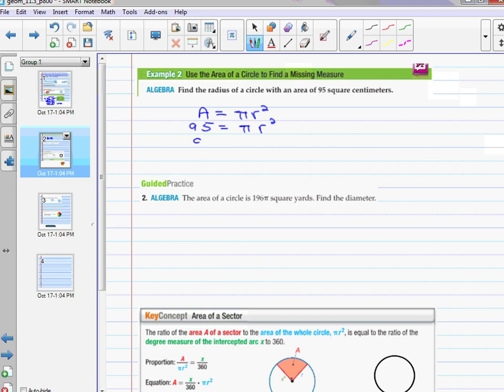Divide by pi. Now I'm not going to go to a calculator yet. I'm just going to leave it there. Then what am I going to do? Square root. So if we're going to get the radius, now we're going to go to a calculator. We're going to take the square root of whatever 95 divided by pi is, and I guess we'll go to the nearest 10. 5.5 centimeters.